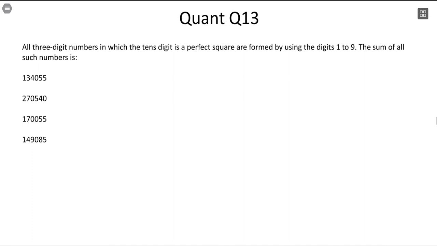Okay, next question. All 3-digit numbers in which the tens digit is a perfect square are formed by using the digits 1 to 9. The sum of all such numbers is. Pay attention to the fact they have resolved one of the greatest queries that any CAT aspirant has: is 0 a perfect square or not? They have simply stated you have to use digits only 1 to 9, so 0 is not even possible in the numbers that you create.